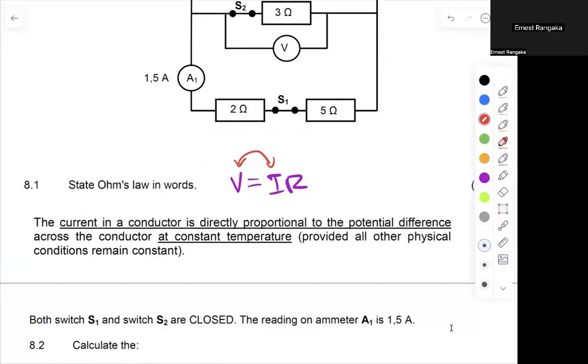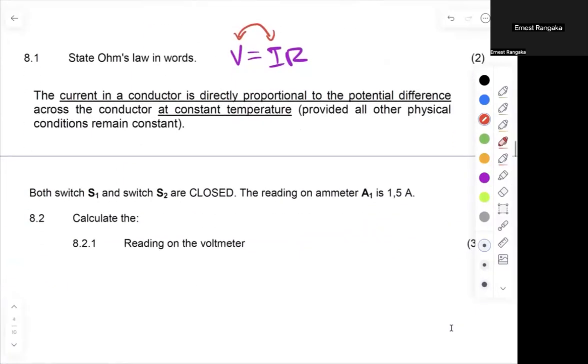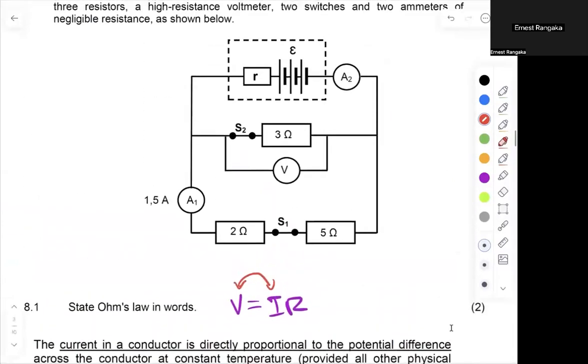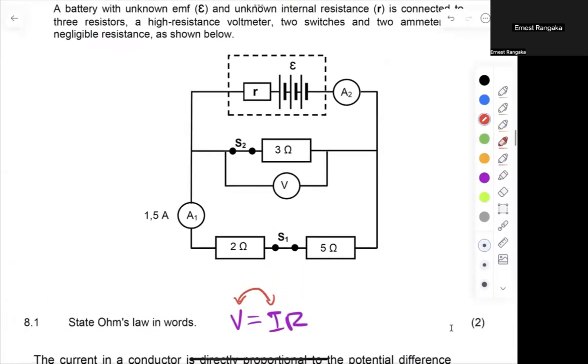Now it says both switch S1 and S2 are closed. The reading on the ammeter A1 is 1.5 amps. So S1 and S2 are closed, and the reading on the ammeter is 1.5 amps. What I always like to do is to sort of code my current. So I'm going to code my current in here. The current that goes through my battery, I'm going to code in green. I'm going to get to a parallel junction. It's going to split.